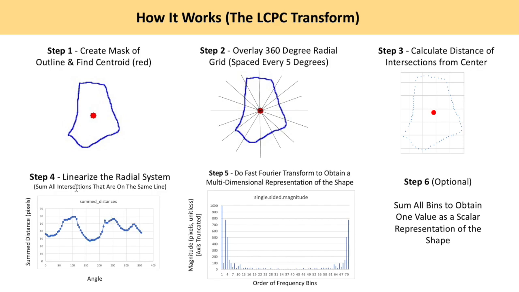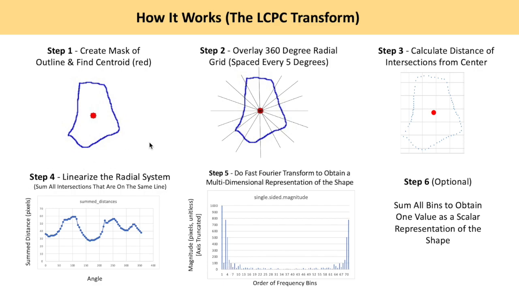Then we apply the fast Fourier transform to the data in step 4 to derive a frequency plot that represents the shape that we began with. And then, based on the frequency plot, we can calculate an index, such as summing all bins to get one number, or picking one particular bin to compare between samples.